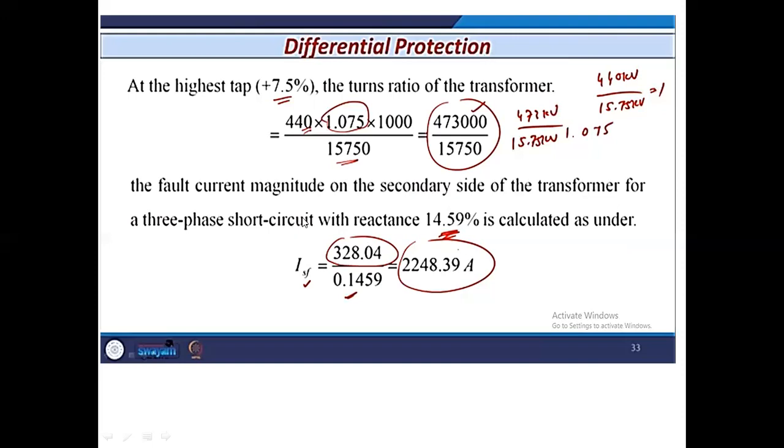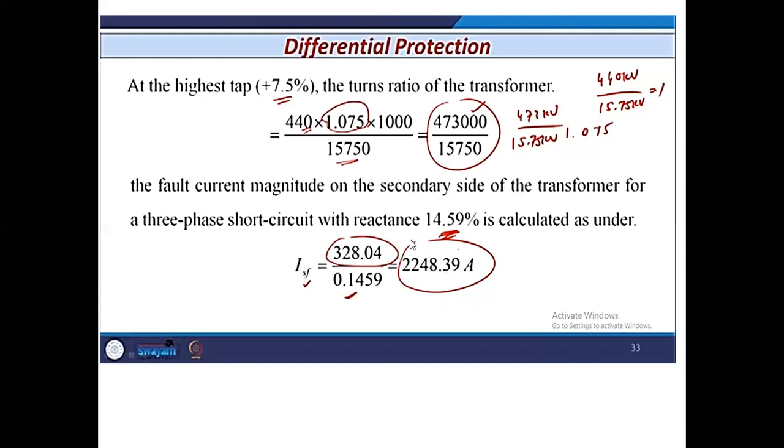So what is the fault current on the secondary side of the transformer? This current we have already calculated: the full load current on the secondary side of the transformer divided by this value. So the fault current on the secondary side comes out to be 2248.39 ampere.